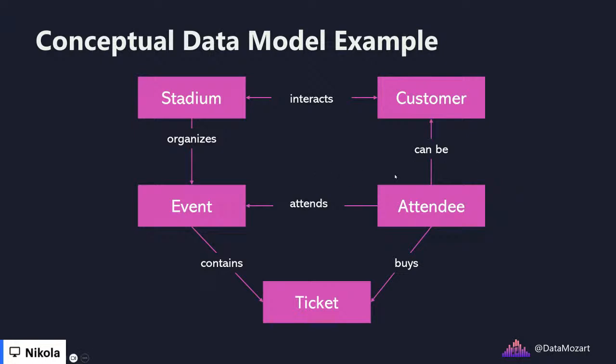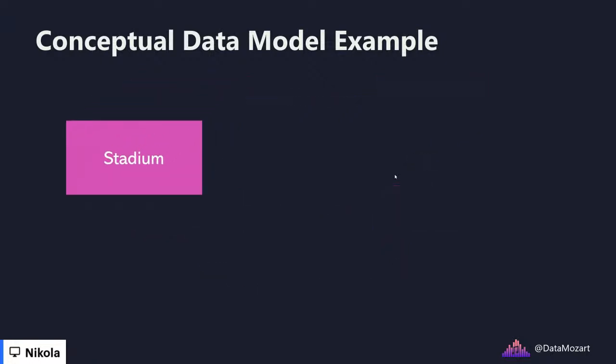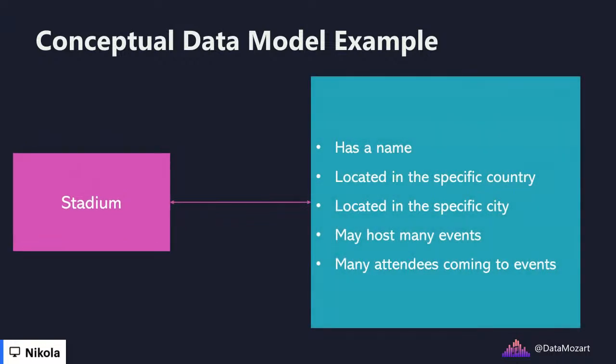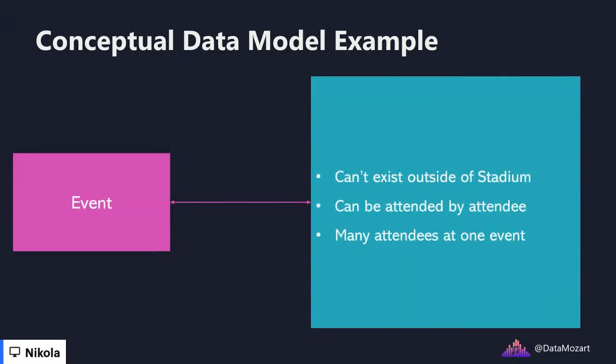So let's go and examine all of these entities and how they are basically structured from a conceptual point of view. Our first entity is stadium. Stadium has a name, is located in specific country and city, which uniquely identifies that stadium. Stadium may host many events, and there can be many attendees coming to these events. Then the next one is event. A specific event cannot exist outside of the stadium where it is scheduled to be held. And an event can be attended by an attendee, and there can be many attendees for one event.